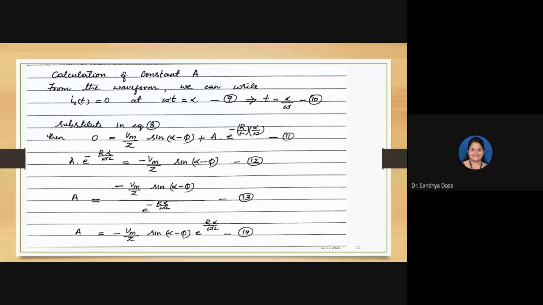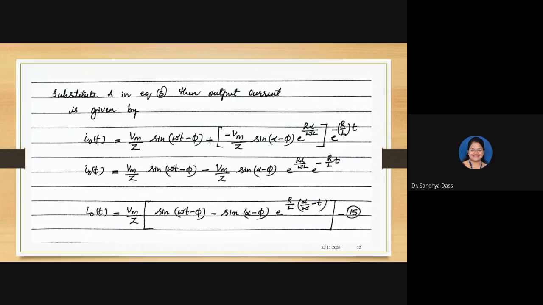Now substitute A. This is the value of A that we have got. Substitute that in equation 8, and that will give you the output current, i naught of t. Substituting A here, what you have just calculated: i naught of t, what we had in equation 8, Vm by Z sine omega t minus phi, plus in place of A, we will write minus Vm by Z sine alpha minus phi, e to the power of R alpha by omega L into e to the power of minus R by L into t.